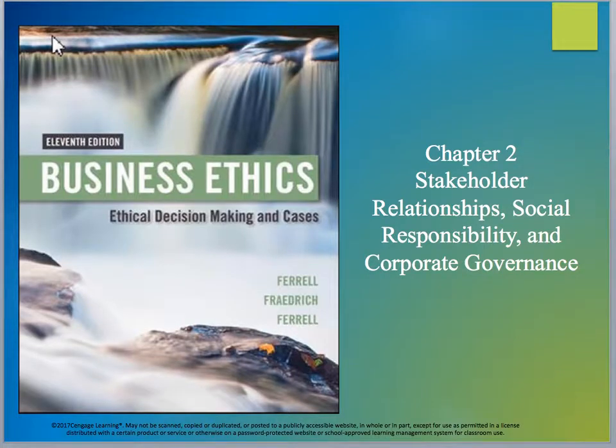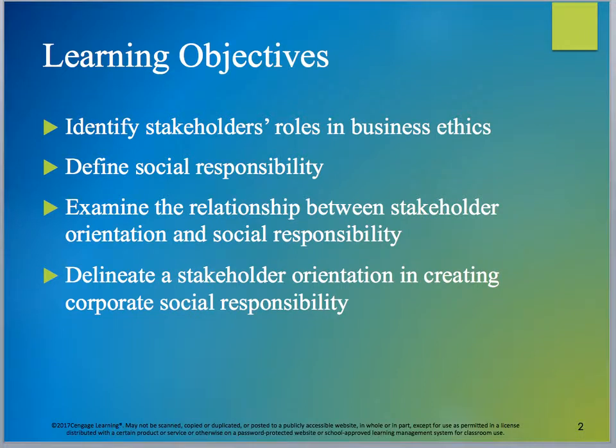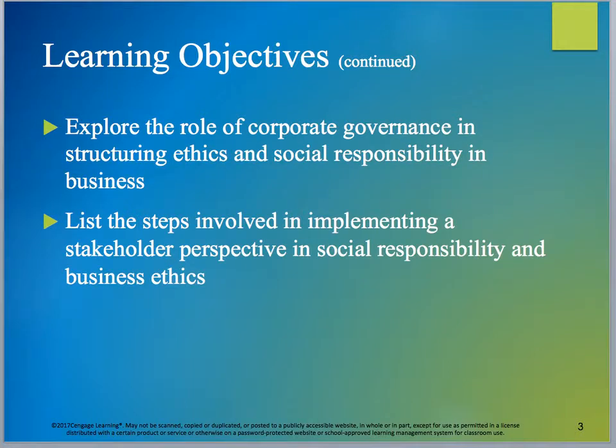Welcome to Chapter 2. This chapter we will be discussing stakeholder relationships, social responsibility, and corporate governance. By the end of this chapter, you should be able to identify stakeholders' roles in business ethics, define social responsibility, examine the relationship between stakeholder orientation and social responsibility, delineate a stakeholder orientation in creating CSR, explore the role of corporate governance in structuring ethics and social responsibility in business, list the steps involved in implementing a stakeholder perspective in social responsibility and business ethics.